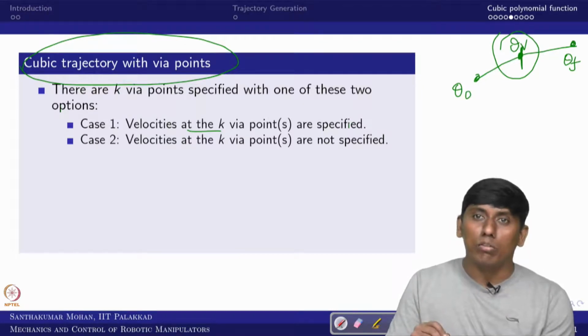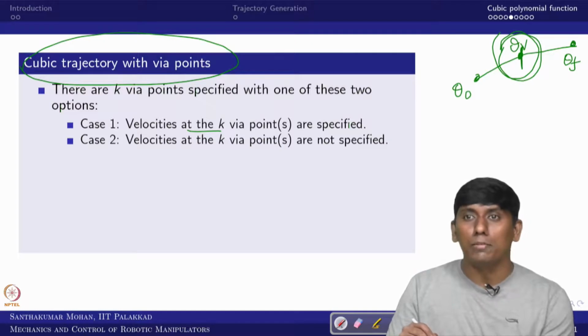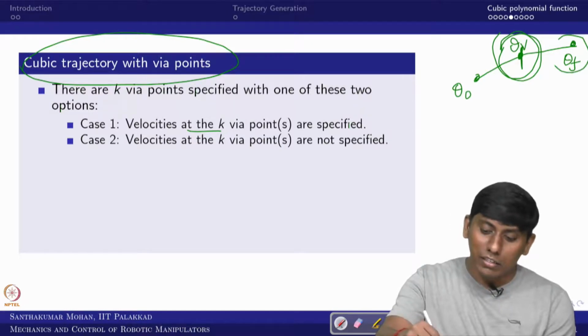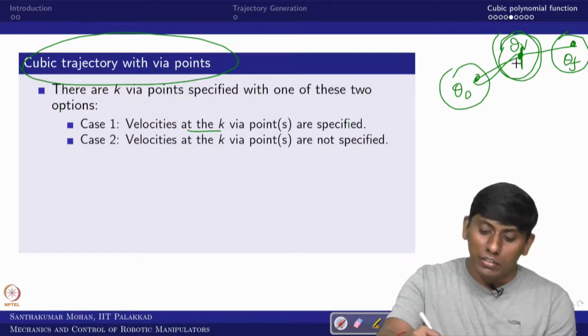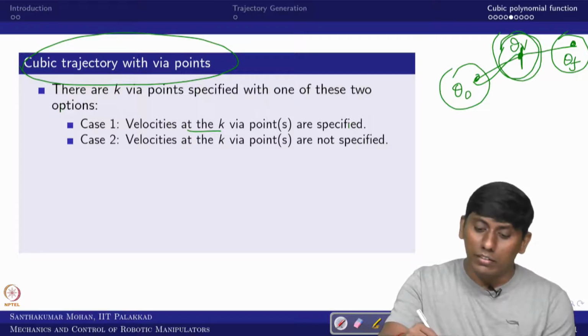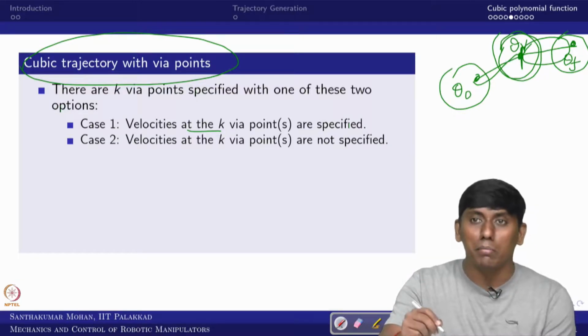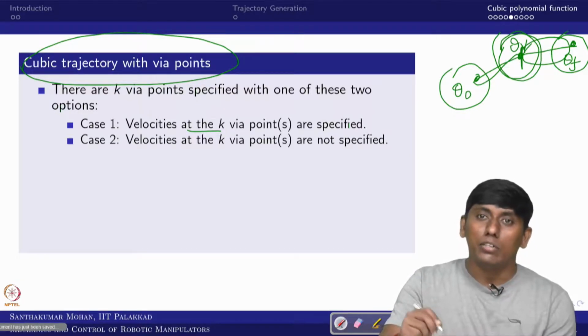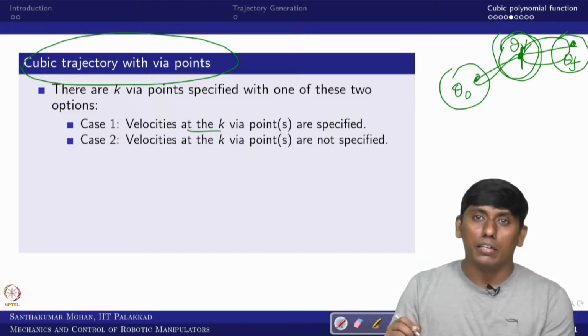The other one is where the velocity of the via point is not specified. Then the velocity is generated from here, and we can continue with it, in the sense that the initial acceleration and velocity of the second segment would be the final acceleration and velocity of the first segment. That way we can equate them, and that makes life simple.